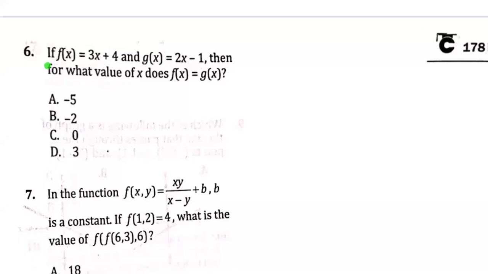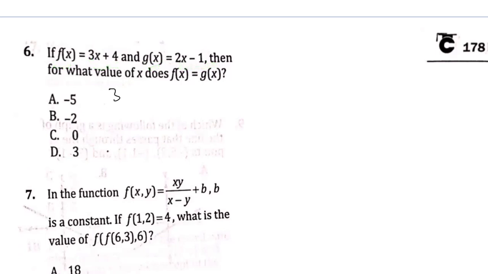All right, so here we have: if f of x equals 3x plus 4 and g of x equals 2x minus 1, then for what values of x does f of x equal g of x? So when we have f of x here and g of x here, these are the same. If these are equal to each other, we set them equal to each other and we solve for x.